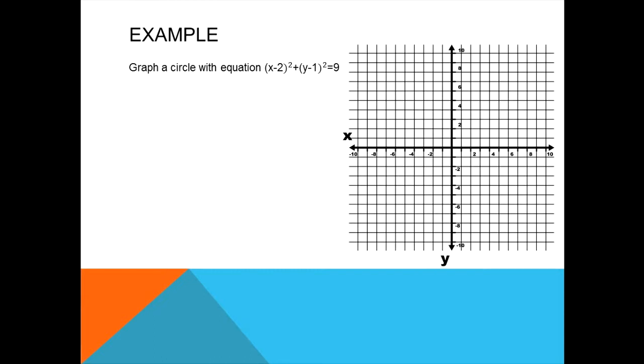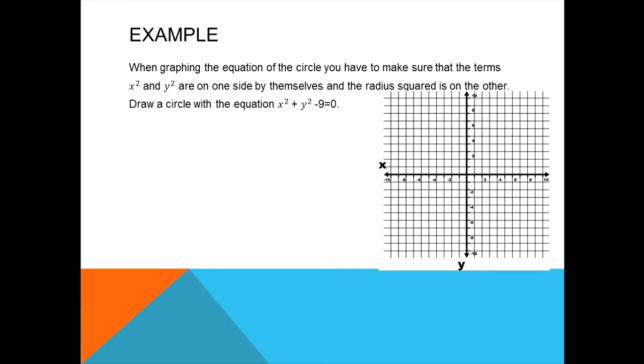On to the next example, graph a circle with the equation x minus 2 squared plus y minus 1 squared equals 9. We have to find the center and the radius here. So pause the video if you want to graph now, and we'll be moving on with the answer. So you can see that the center is at 2, 1, and that the radius is 3 on each side. When graphing the equation of the circle, you will have to make sure that the terms x squared and y squared are on one side by themselves and the radius squared is on the other.